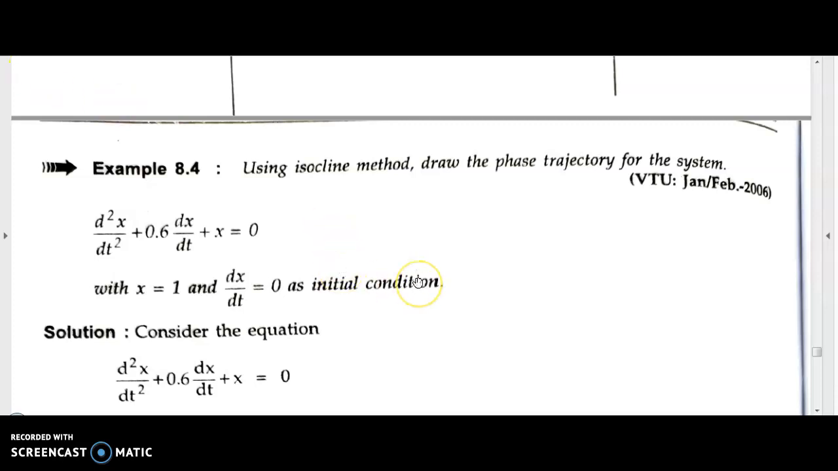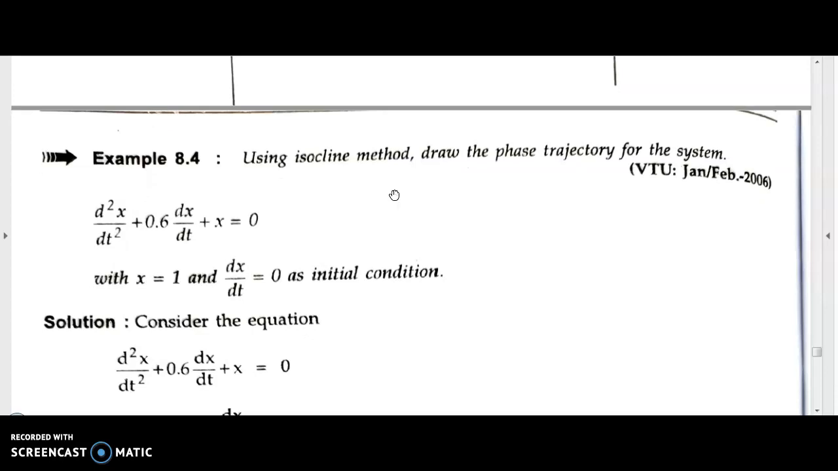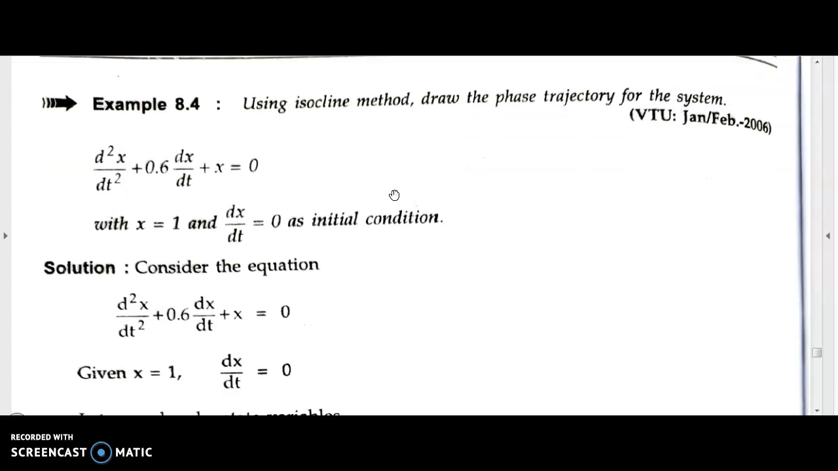Hi everyone, in this video we are going to see some problems based on the phase plane method. Here, using the isocline method to draw the phase trajectory, they are given d²x/dt² + 0.6 dx/dt + x = 0. Here x is x1 and dx/dt is x2. This is x differentiated, you will get the second variable x1, x2. Initial conditions they have given.